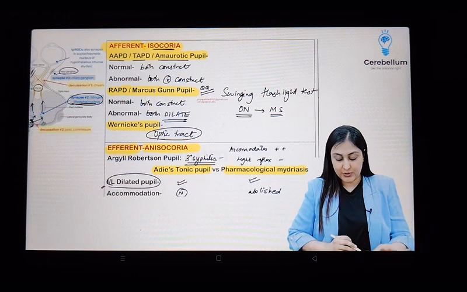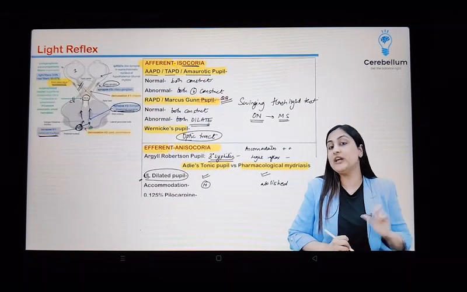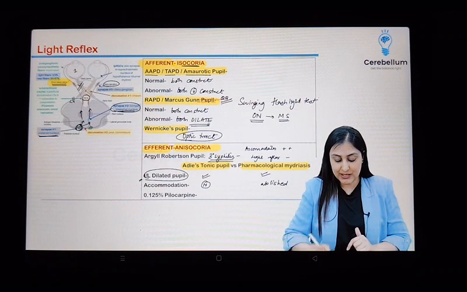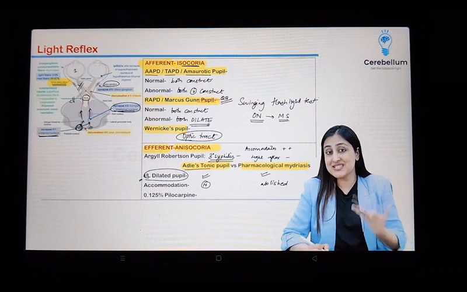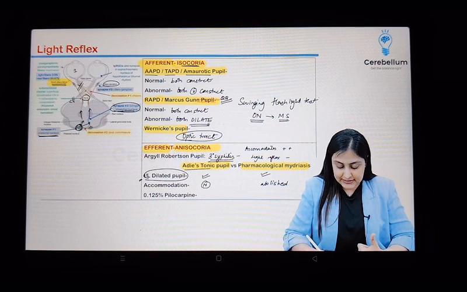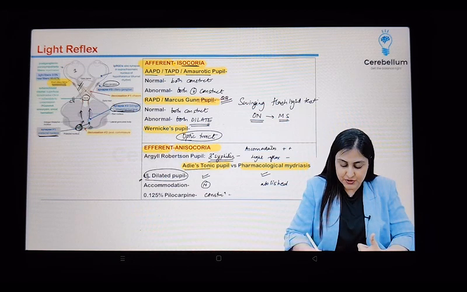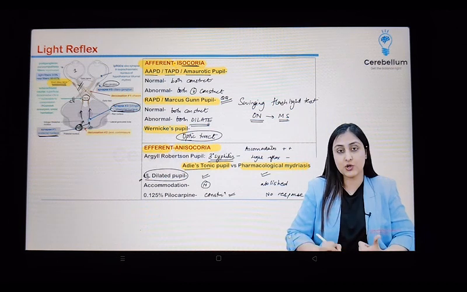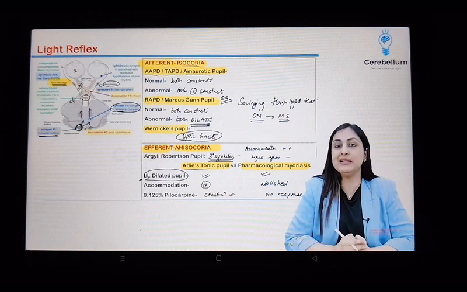One more very important question to distinguish is going to be 0.125% pilocarpine. So normal eye doesn't respond to 0.125% pilocarpine, but because AD's pupil is so sensitive, this will also respond to it. So I will see that there is constriction in response to this, alright, whereas here there is no response. So these are the methods in which you can distinguish these two. One is accommodation and second is 0.125% pilocarpine.